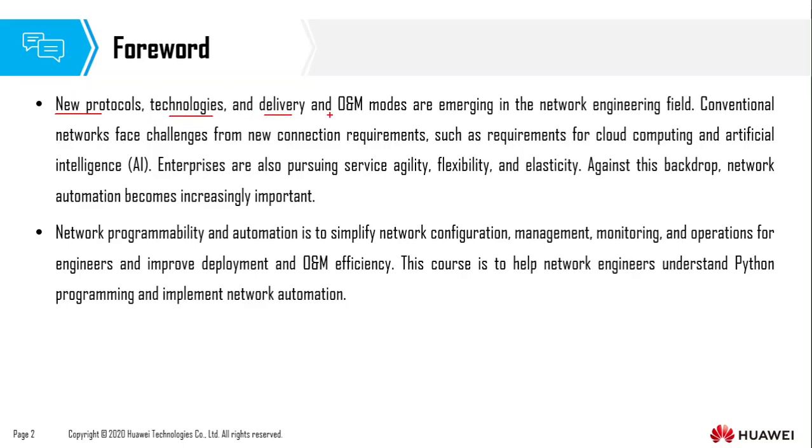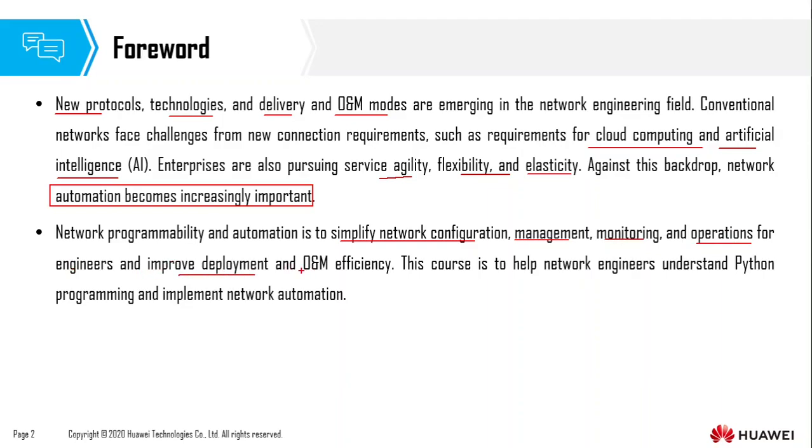New protocols, technologies, and delivery and O&M modes are emerging in the network engineering field. Conventional networks face challenges from new connection requirements, such as requirements for cloud computing and artificial intelligence, AI. Enterprises are also pursuing service agility, flexibility, and elasticity. Against this backdrop, network automation becomes increasingly important. Network programmability and automation is really used to simplify network configuration, management, monitoring, and operations for engineers and improve deployment and O&M efficiency. So this course is going to help network engineers understand Python programming a little bit and implement network automation.